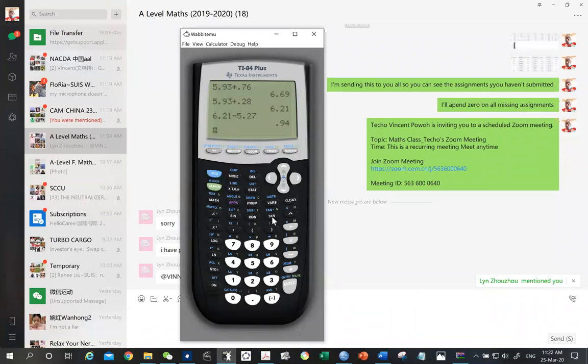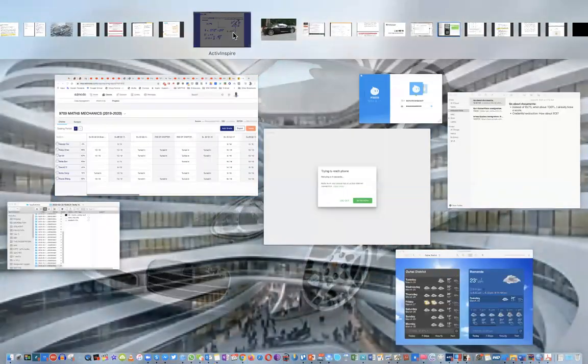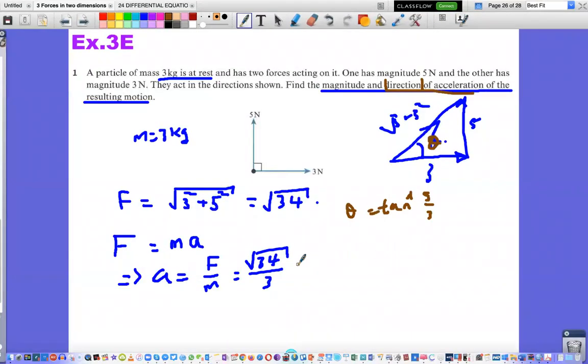So tan inverse, was it 5 over 3? 5 over 3. Get 59 degrees. So it is 59 degrees.